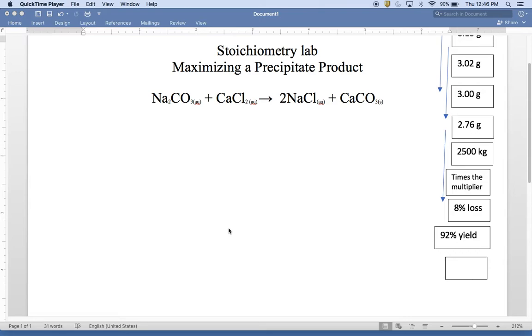Explanation of the calculations for the Precipitate Lab. Please disregard these boxes over here until I bring them in and use them. So here's the equation for the reaction.